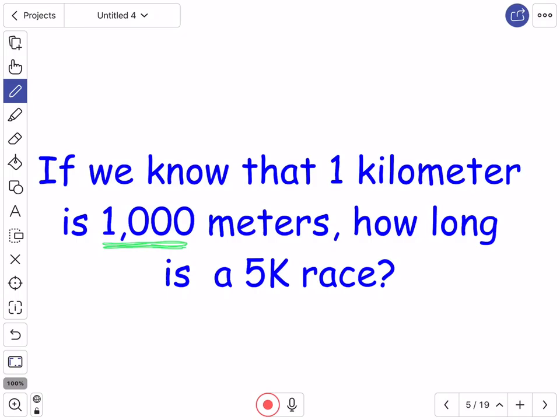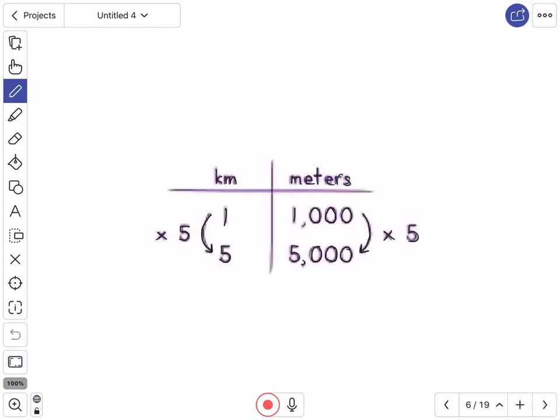Okay, so if we know that a kilometer is 1,000 meters, so if you didn't know that, now you do, a kilometer is 1,000 meters. How long is a 5K race? So again, if we know that a kilometer is 1,000 meters, how long is a 5K race? All right, well, using a ratio chart, if we know that 1 kilometer is 1,000 meters, if I simply multiply by 5 and by 5, I now know that a 5-kilometer race is 5,000 meters.